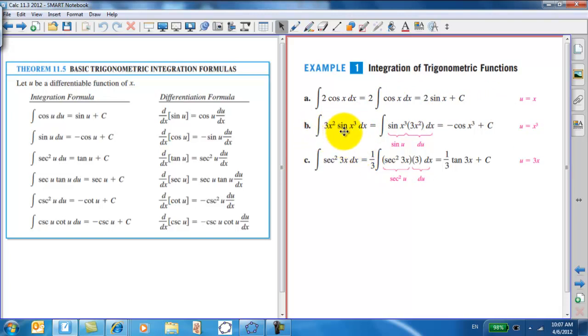Notice here with sine x cubed, you've got 3x squared outside. Conveniently, the 3x squared is the derivative of the inner function, so you can use a u substitution there to get a negative cosine of x cubed. Same with secant. The integral of secant squared is tangent. We get this 3x, so we actually have to create a 3 inside and compensate with a 1/3 outside.